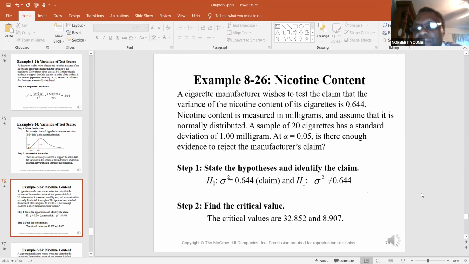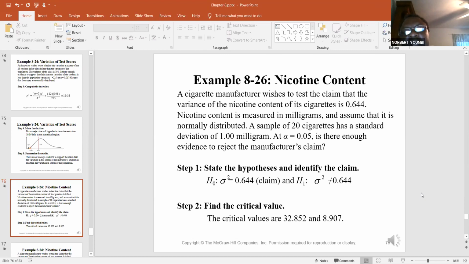Nicotine content. A cigarette manufacturer wishes to test the claim that the variance of the nicotine content of its cigarettes is 0.644. Nicotine content is measured in milligrams and assume that it is normally distributed. A sample of 20 cigarettes has a standard deviation of 1. At alpha equal to 0.05, is there enough evidence to reject the manufacturer's claim? So here the claim is the variation is equal to 0.644. It is the null hypothesis.